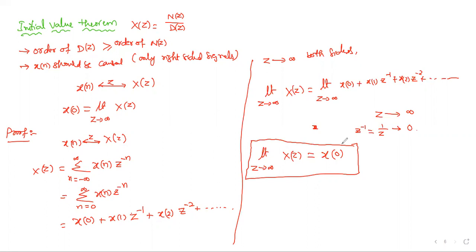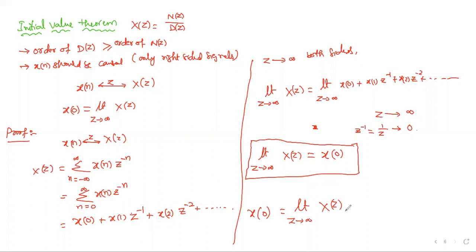You need to be very careful. These will be very easy problems also, and this is a definite question. If you want to find the initial value, remember one thing: the initial value means you are finding x of 0. For that, you need to take z tends to infinity in X of z.